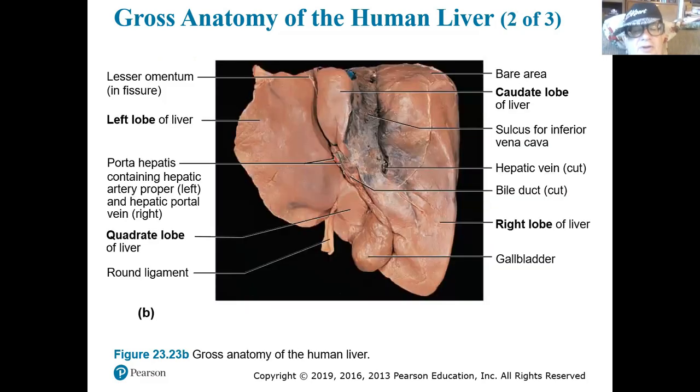All right, here we have it from underneath. You've got your gallbladder and the bile duct that carries bile from the liver into the gallbladder. The hepatic vein has been cut, but that's where blood from the digestive system goes to the liver. But we have our caudate lobe, that little tiny one hanging down underneath, and the quadrate lobe, that little tiny one right next to the gallbladder hanging down.